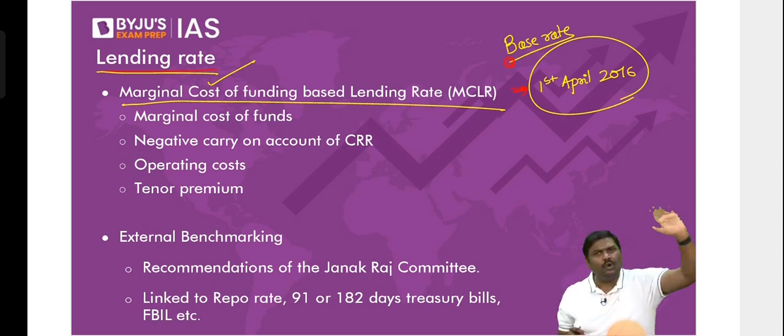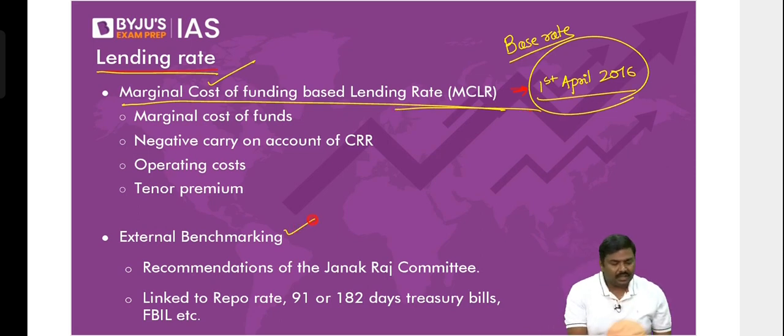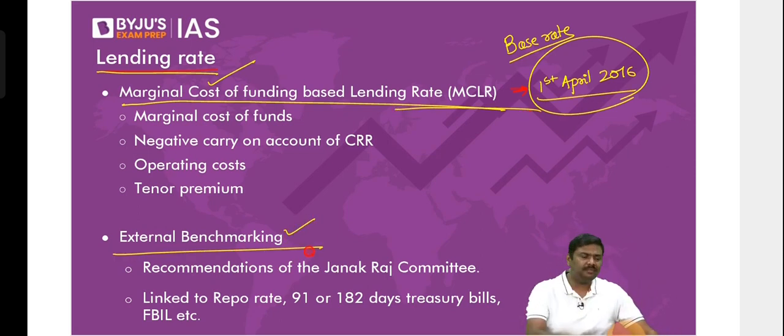You're not writing a banking exam. Don't go till there. Understand this. Prime lending rate, benchmark prime lending rate, then the base rate. Then we introduced MCLR, and the most recent one is external benchmarking. I'll come to external benchmarking. Let me start with the MCLR first.